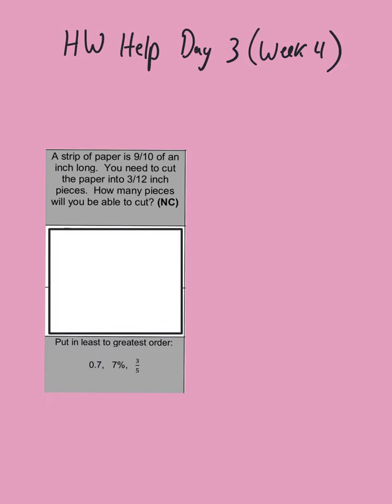So here's the gist of it. You are taking a piece of paper that's 9/10 of an inch long, and you're cutting it or splitting it into pieces that are 3/12 of an inch long. So that means you are dividing it, and we need to figure out how many pieces. So I start with 9/10 and I'm splitting it into 3/12.